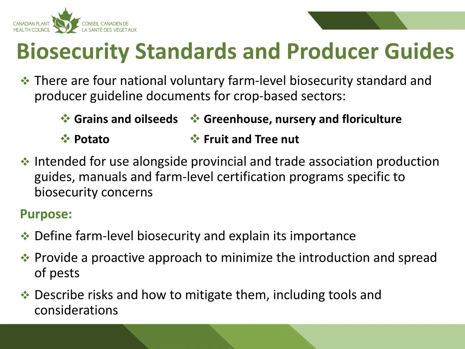There are 4 national voluntary farm-level biosecurity standards and guides for crop-based sectors: grains and oilseeds, potato, greenhouse, nursery and floriculture, and fruit and tree nut. The crop biosecurity standards and producer guides are resources designed to help farmers and producers implement effective biosecurity measures within the farm and are meant to complement existing provincial and trade association guides, manuals, and certification programs.